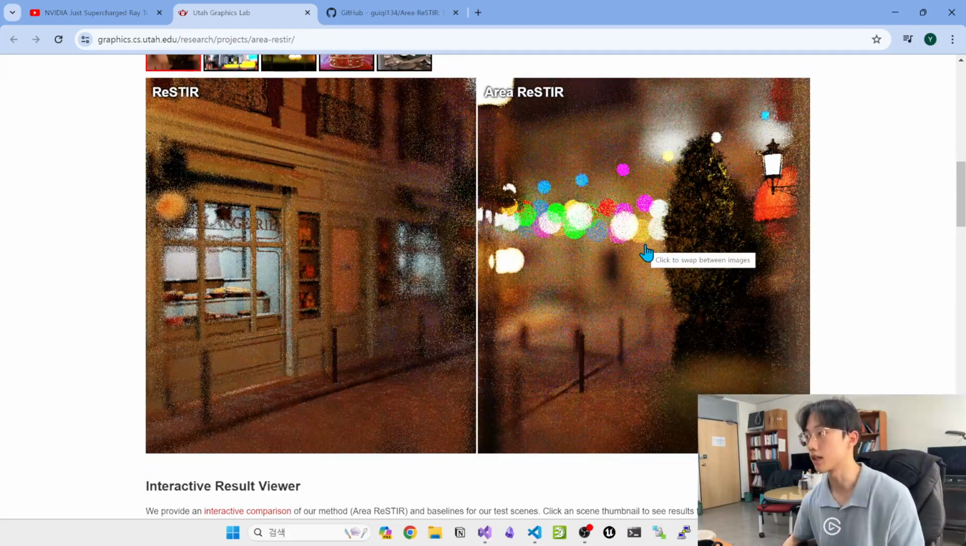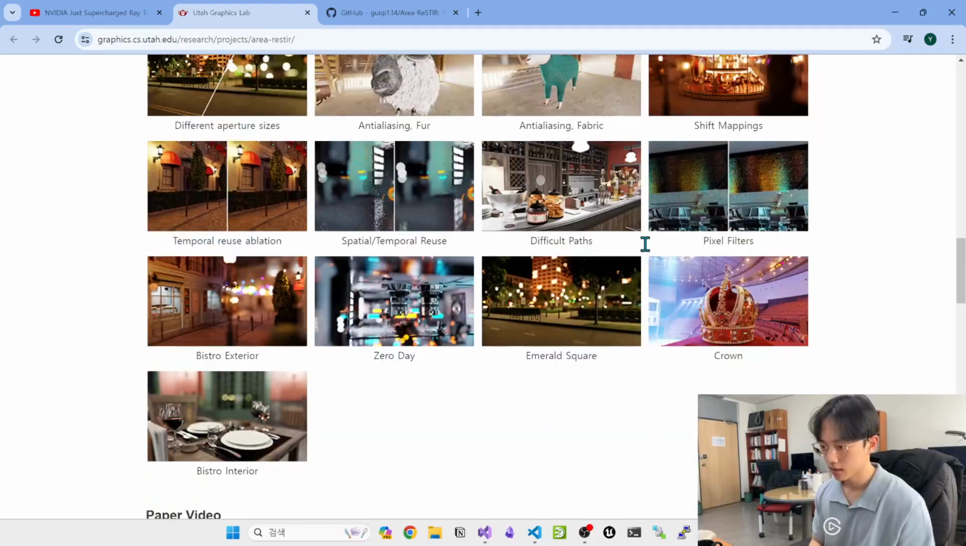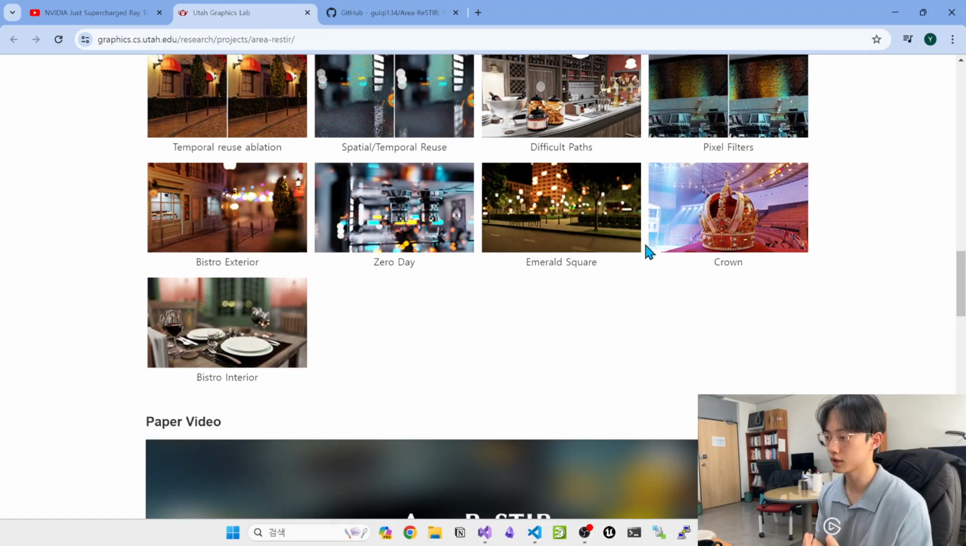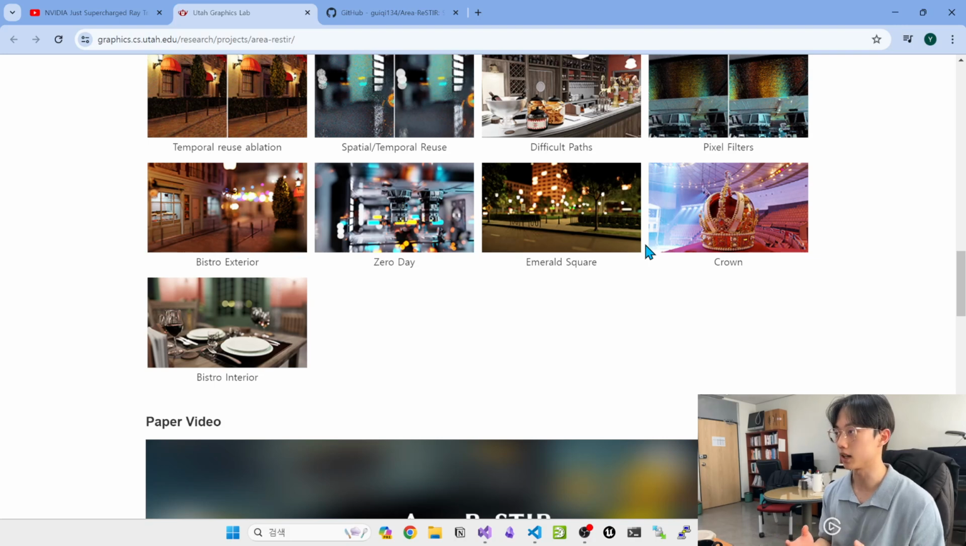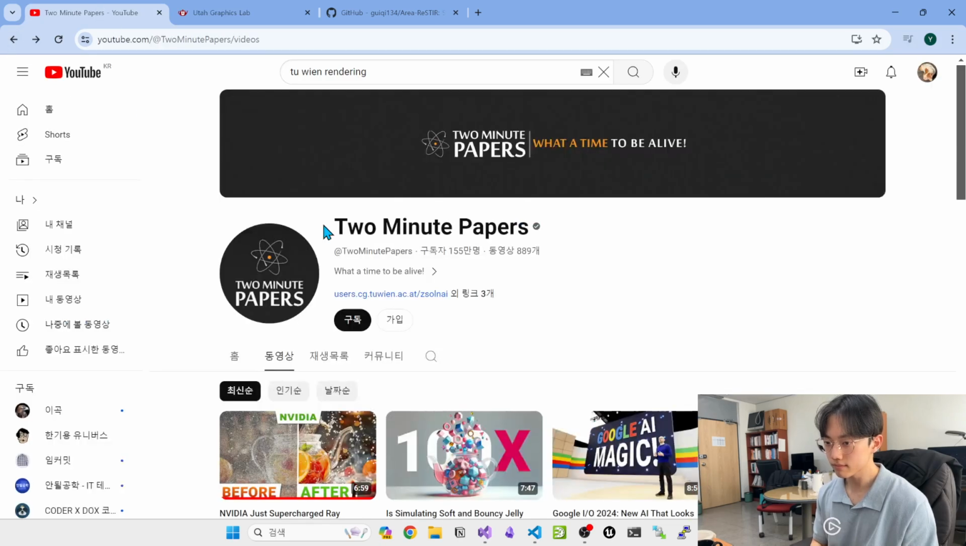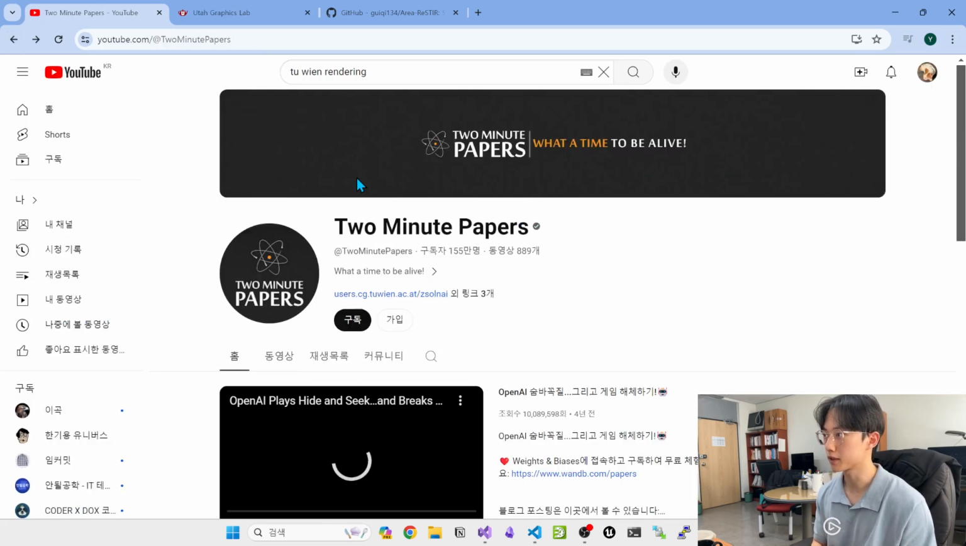So we are in an era that is reaching real-time ray tracing techniques, and I'm really interested in learning everything. And I think to understand these kinds of state-of-the-art papers, we need to learn the fundamentals first.